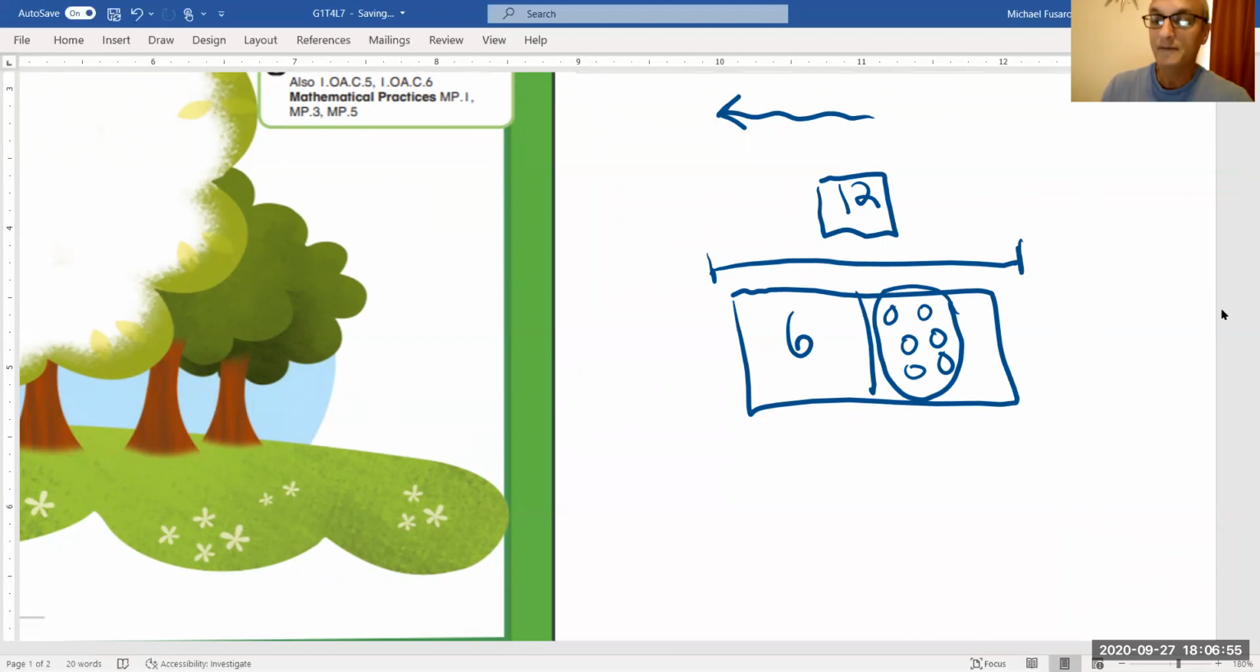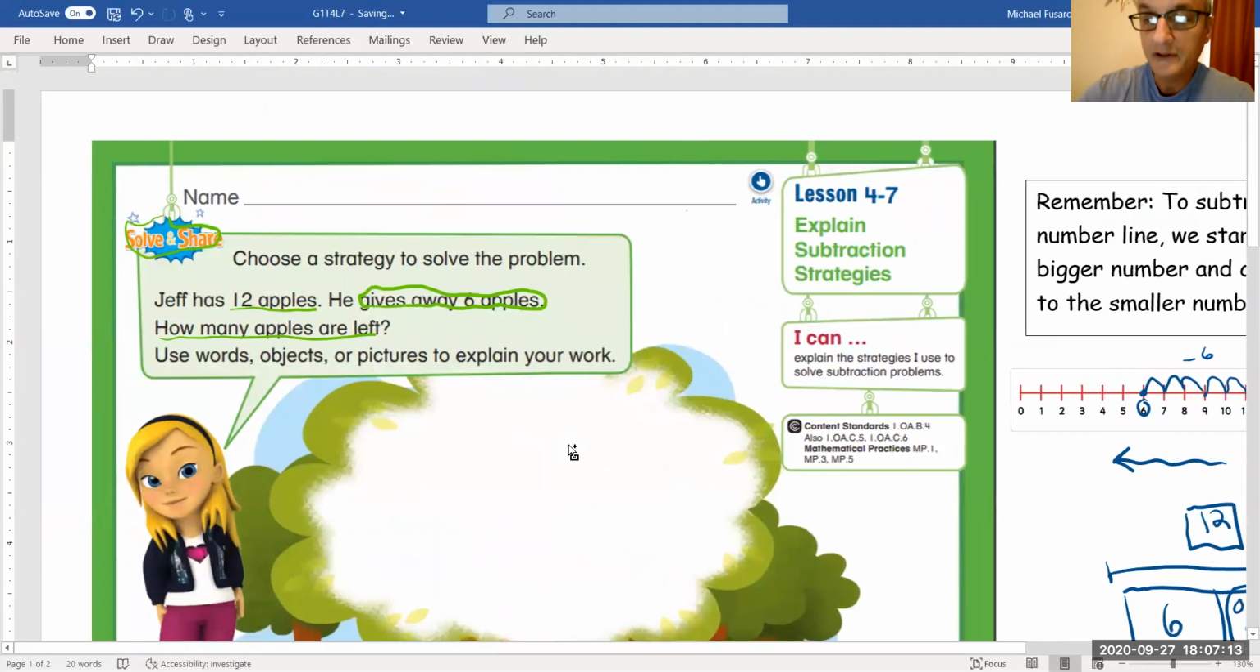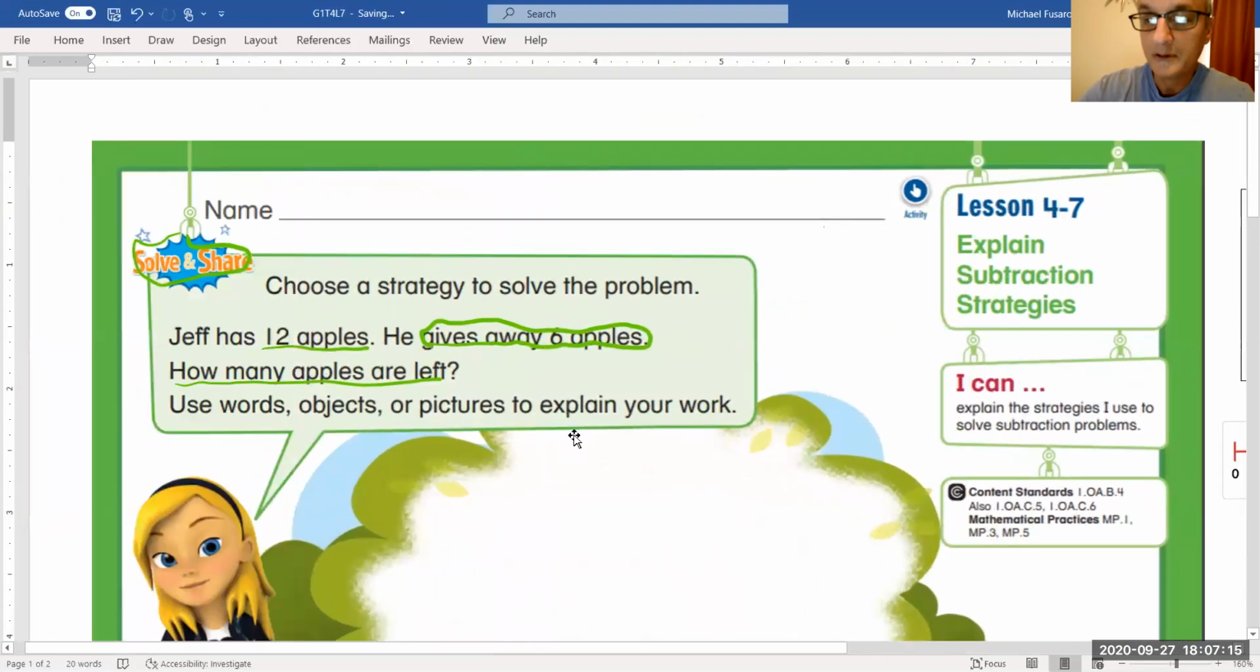1, 2, 3, 4, 5, 6. So this one we know 12 minus 6 equals 6. So this is a great strategy too, and you can use either one. And then the last one, you know, it's my favorite. It's using the tens frames, right? And so Mr. Fuzz is going to see if he can get this to work well with this.